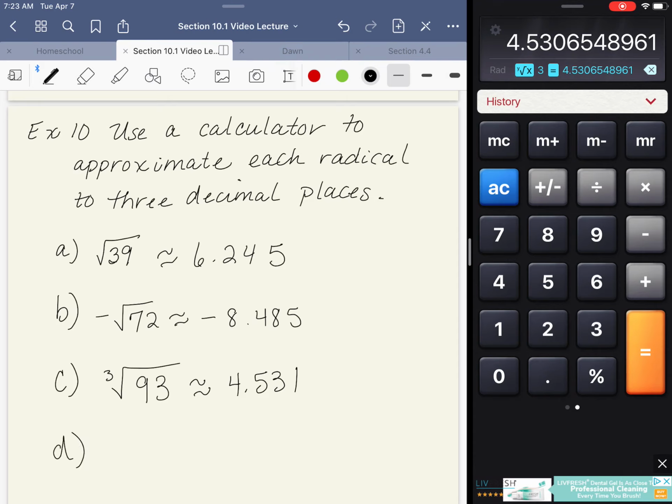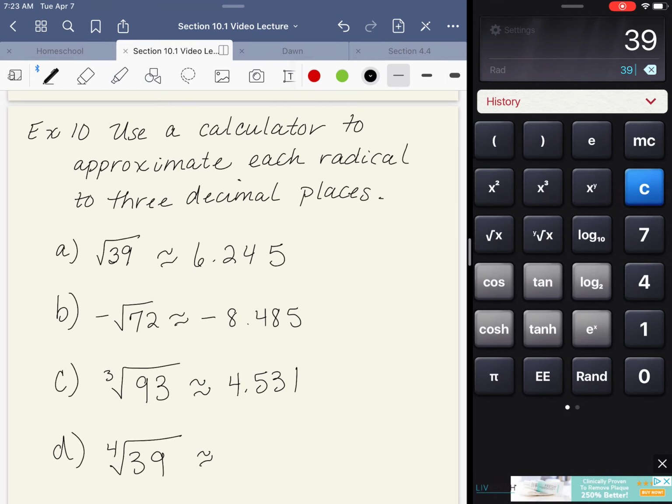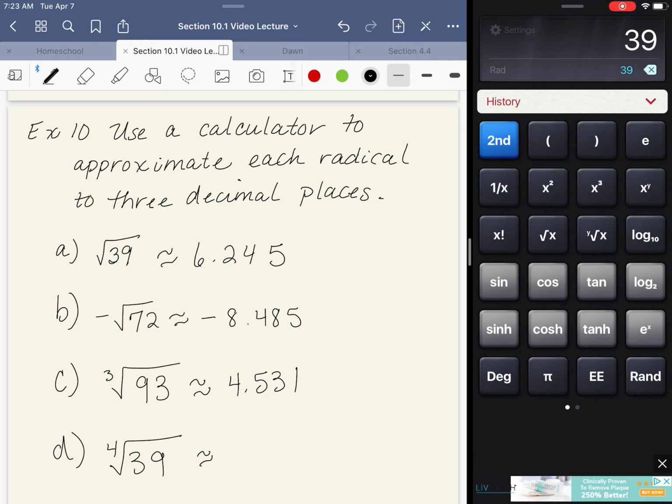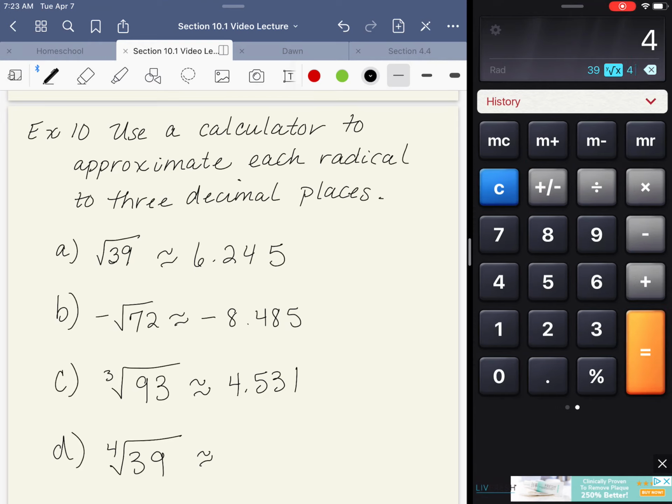And let's try one more. The fourth root of 39. So again, I'm going to type in 39 and then go over here and get the y root of x, and then hit 4 because I want to take the fourth root of it, equals. So that would approximately be 2.499.